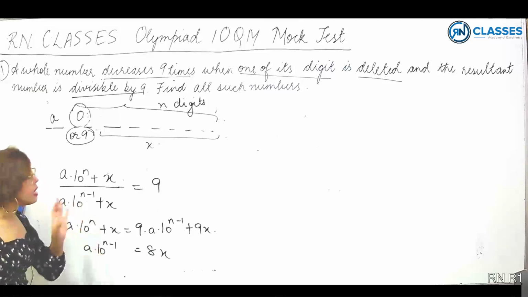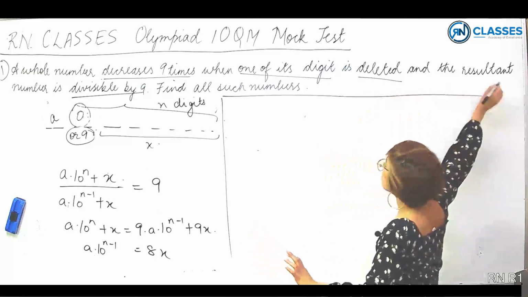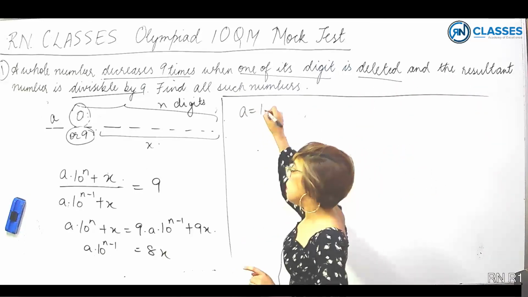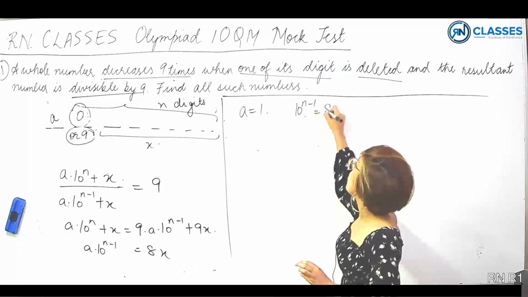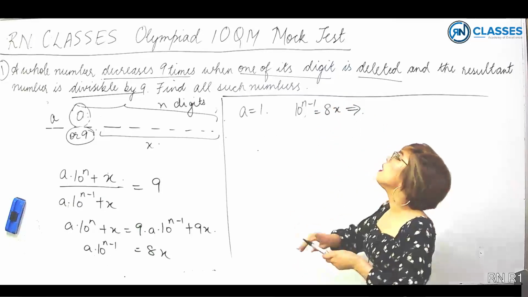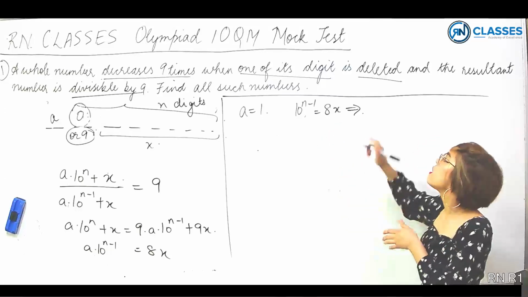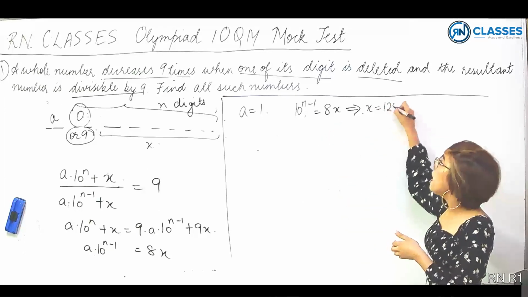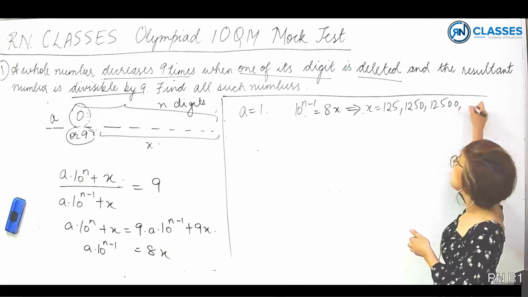So in each case, let me try to find out. In the first case, when a is equal to 1, this becomes 10 raised to n minus 1 is equal to 8x. From here, you'll put the appropriate values of n and you'll get the corresponding values of x, and x will turn out to be 125, then 1250, 12500.